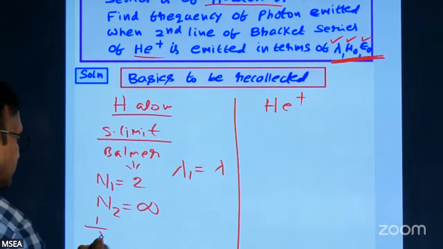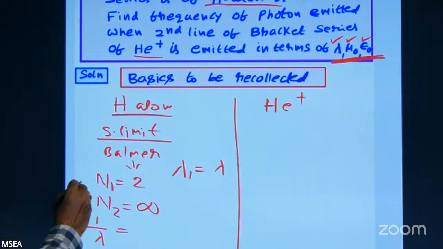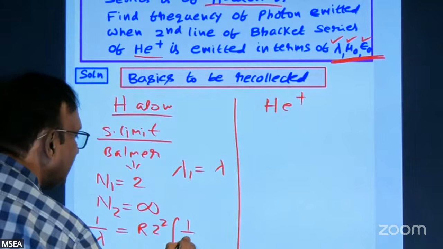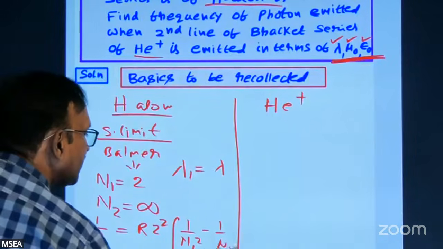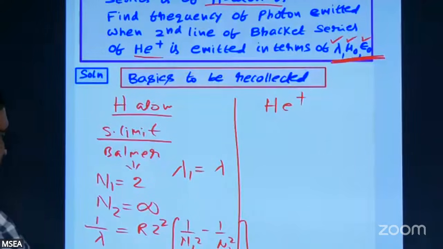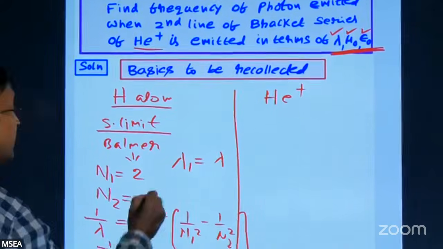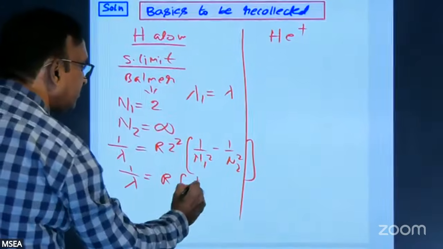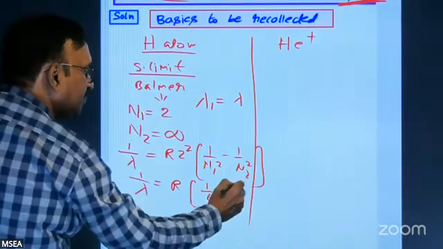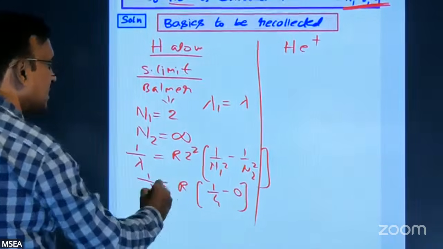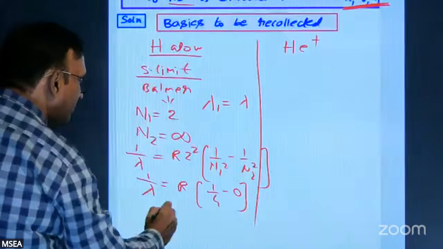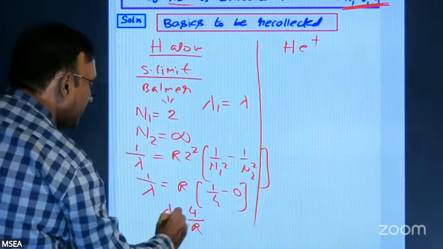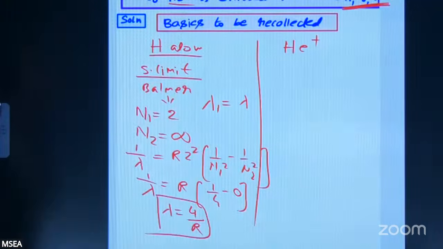Here the formula you must be recollecting from the things we have done: 1 by lambda is equal to R z square into 1 by n1 square minus 1 by n2 square. Proceeding further, 1 by lambda itself is given as lambda, for hydrogen atom z square means 1, into 1 by n1 square, 1 by 4 minus 1 by n2 square, 1 by infinity. So this comes to be 0. So here comes the point that lambda is equal to 4 by R. Lambda is 4 by R. This is the first step.